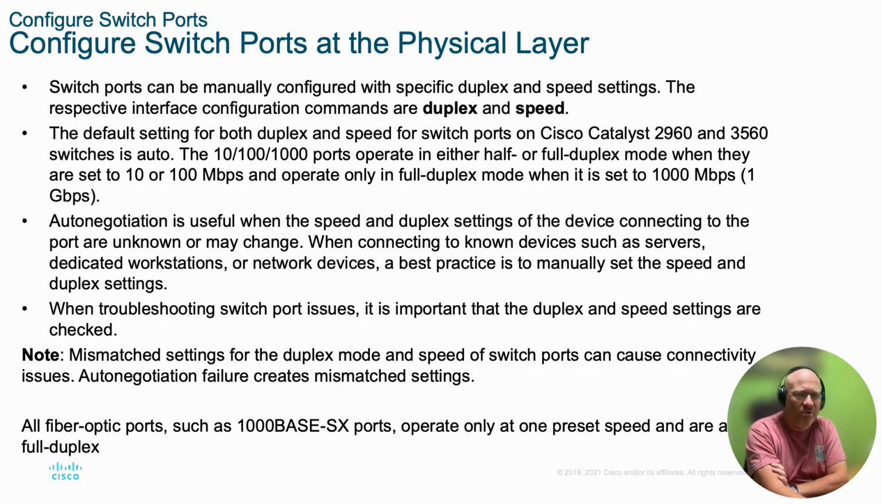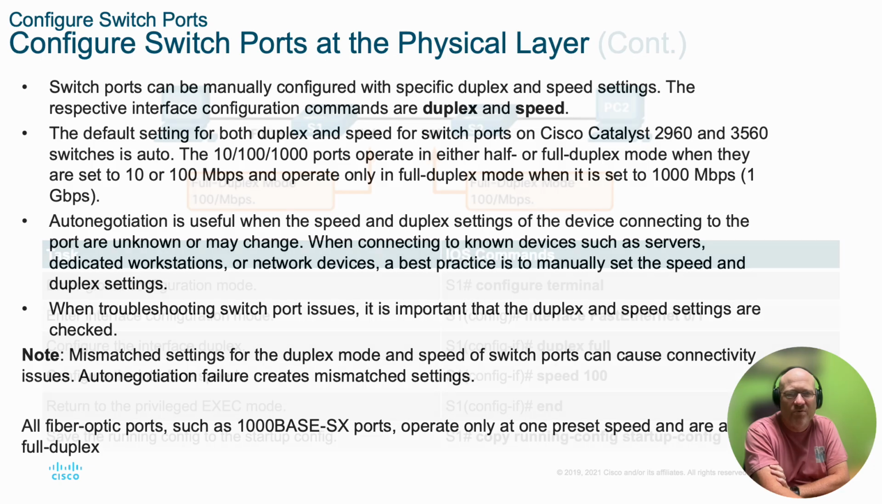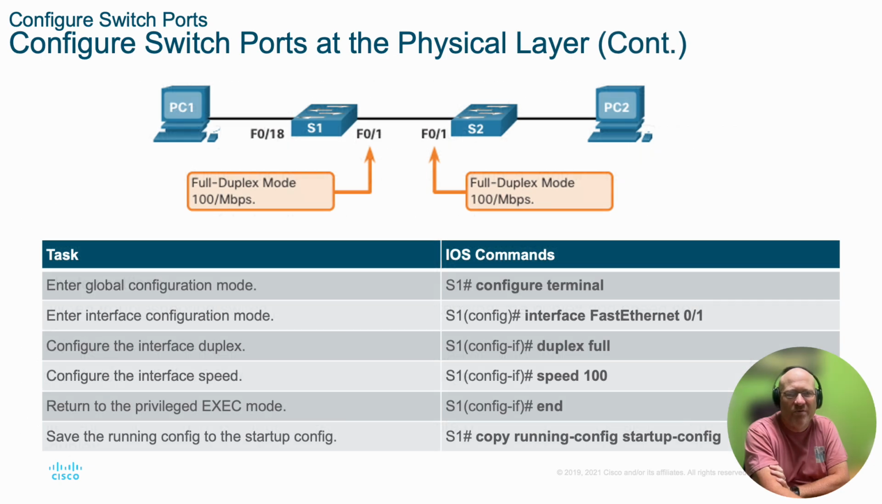Obviously fiber optic ports will operate at a preset speed and are full duplex by default. Here is a good example of a cable connection between two switches, and you can set it to duplex full, but the speed is 100. So it's 100 megabits per second, and it will work in Packet Tracer, albeit simulated.